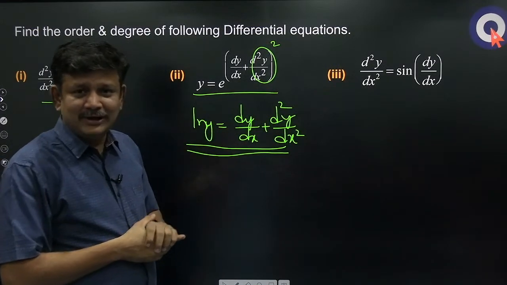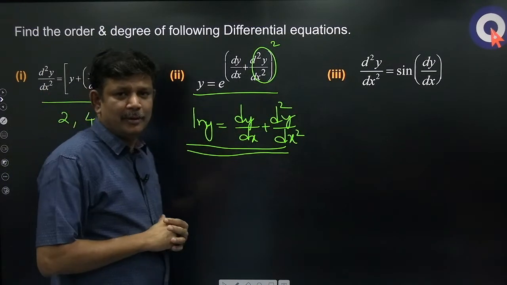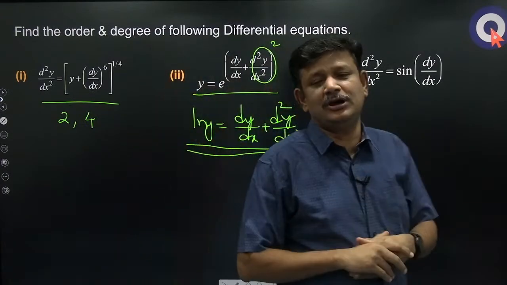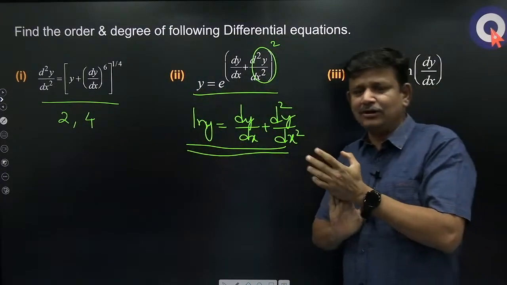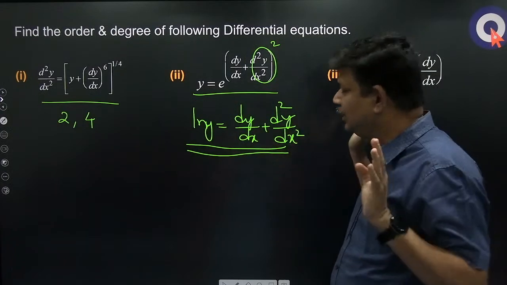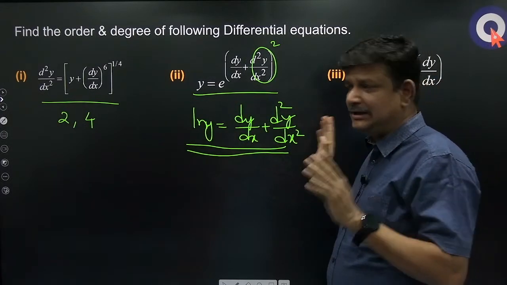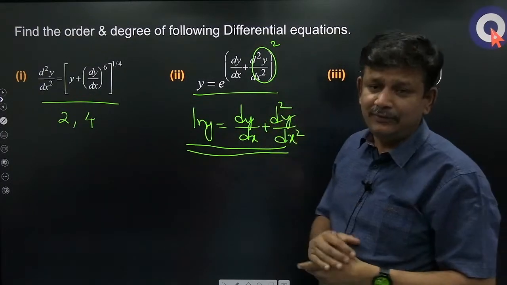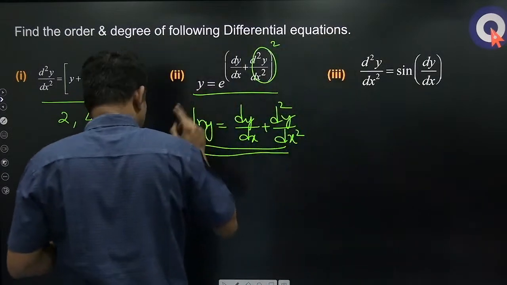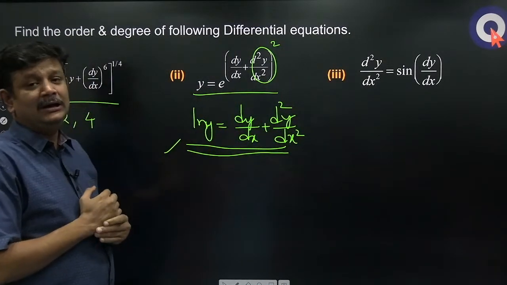Is there a problem if there is log y? Absolutely no problem, because the differential coefficient should be in polynomial form. X and y, even if they are not in polynomial form, it will happily still be considered a polynomial equation in terms of all the differential coefficients. So this is in polynomial form of all differential coefficients.